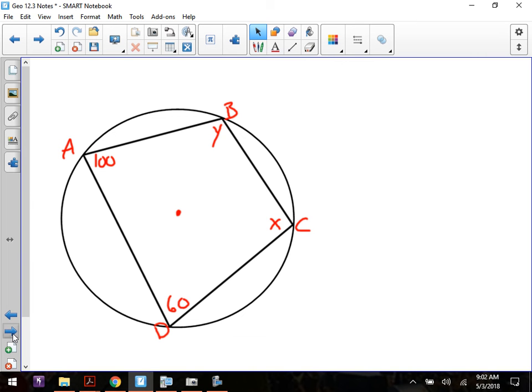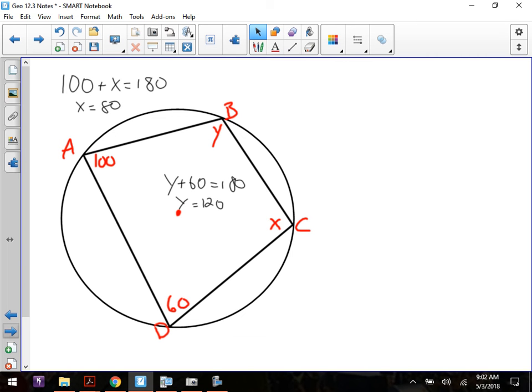See how quick this is? In order for this to be inscribed, in order for this to work, the value of x and y means 100 plus x has to be 180. Same thing with y plus 60 has to be 180. And it winds up being super fast one-step math. Subtract out, you get 80. Subtract out, you're going to get 120.